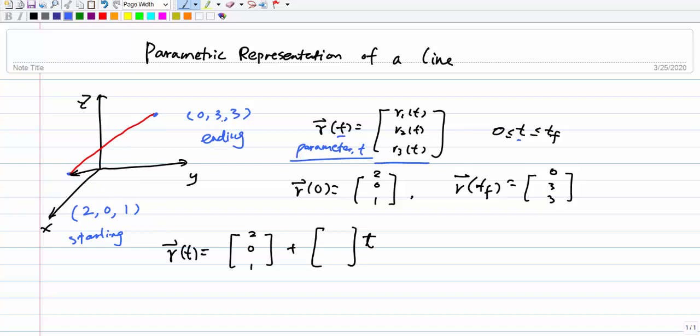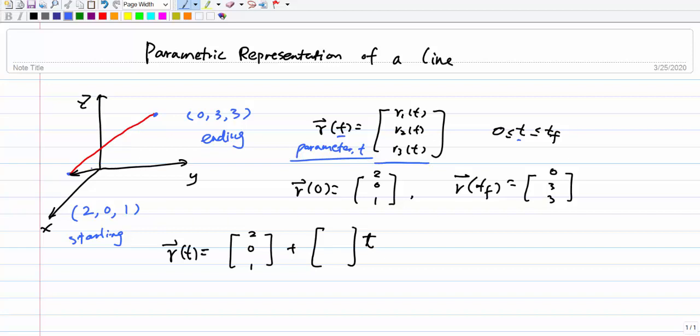You ending at point (0, 3, 3), and the straight line just connects these two points. The problem is I want to find a parametric representation of this line. A typical way to represent a line is to use a vector with a parameter, for example t. So here t is a parameter.